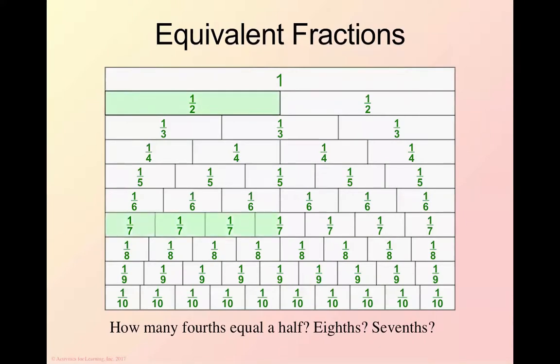Now, some of you said, ooh, can't do that. Of course you can. There's 3.5 of them. It's right there. We can see it. We don't normally call it 3.5 sevenths, but there's no law that says you can't have 3.5 sevenths because it's right there. I can see it. 3.5 sevenths.